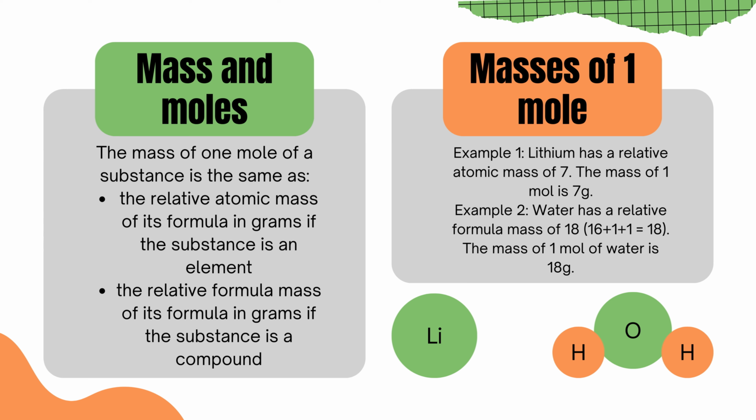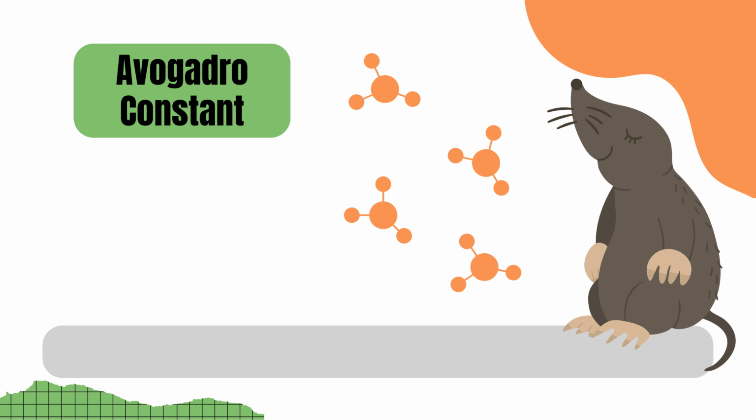Second example is water. Water has a relative formula mass of 18: 16 for oxygen, 1 for one hydrogen atom and 1 for the other hydrogen atom, and the total mass is 18. The mass of 1 mole of water is 18 grams. Next, we will study what is the Avogadro constant.